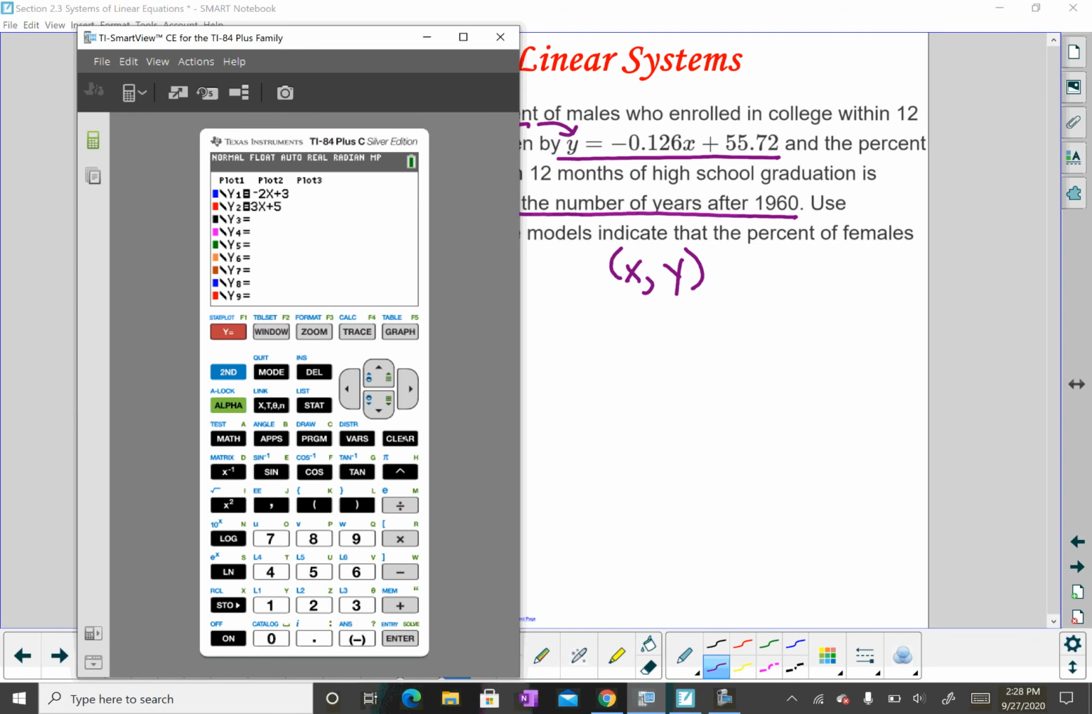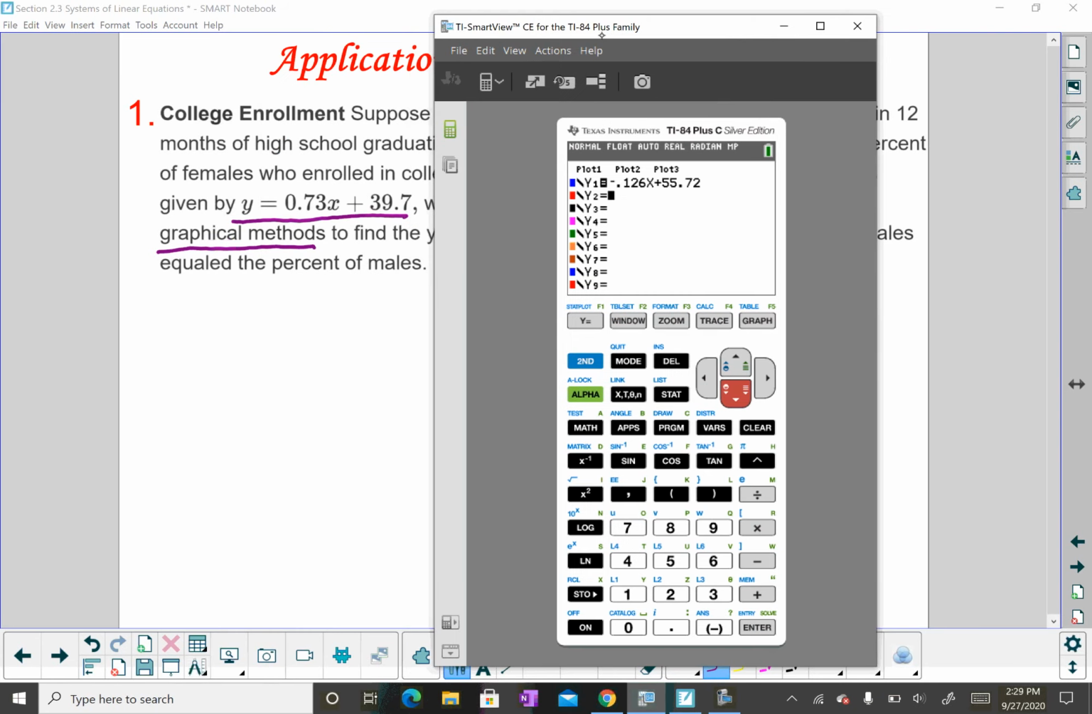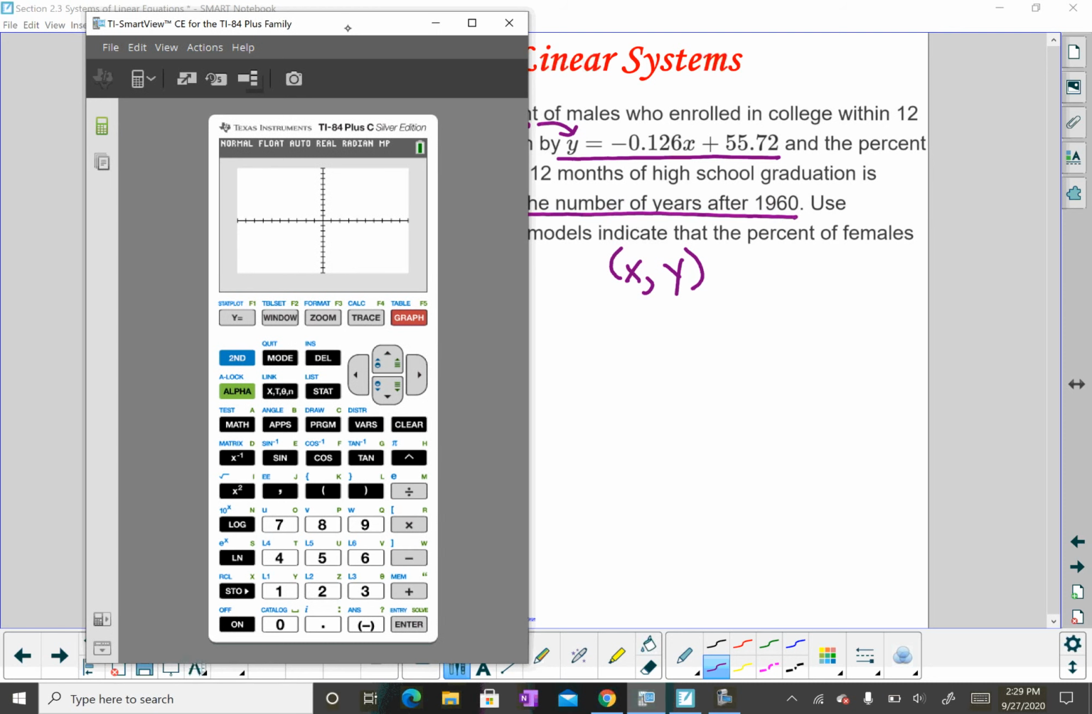We're going to clear out the equations that are in there, and we're going to put in the first equation, negative 0.126x plus 55.72. My second equation for the females is 0.73x plus 39.7. And if you hit graph in your standard window, you should see what I see, which is absolutely nothing.